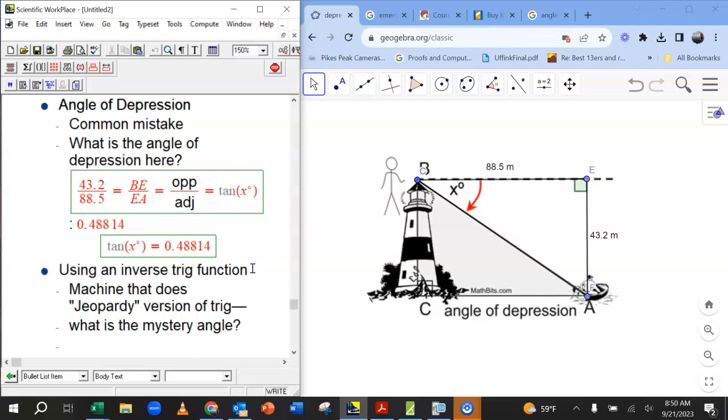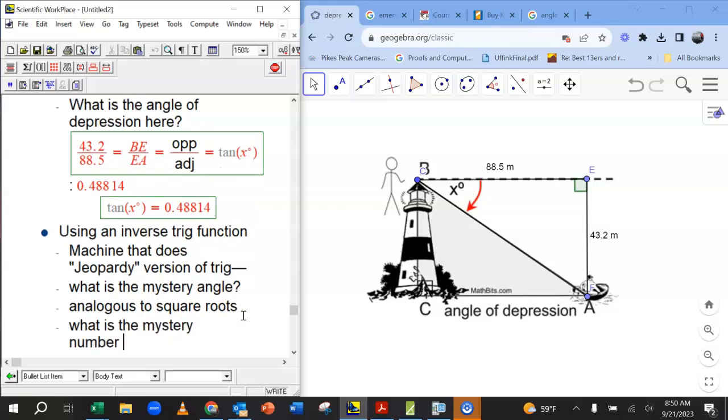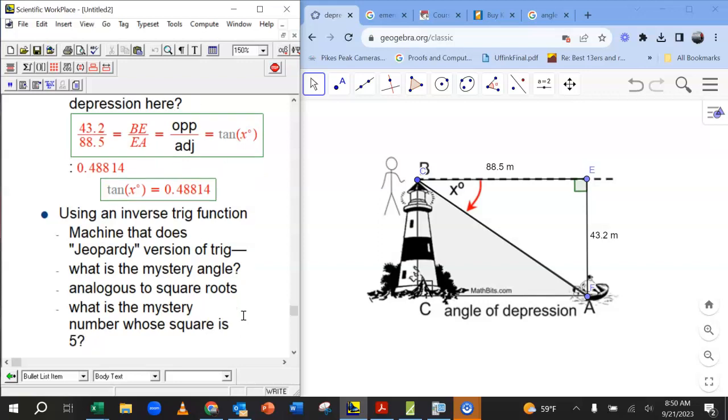would correspond to that trig ratio. That's the very general notion of an inverse function. We'll talk about that more in general in the spring. But this is a really good example. It's like square rooting. It's very analogous. What is the mystery number whose square is 5? It's easy for most numbers to square them, but this is a much more sophisticated thing. What is the mystery number whose square is 5? By definition, it's square root of 5, and that's approximately 2.2.